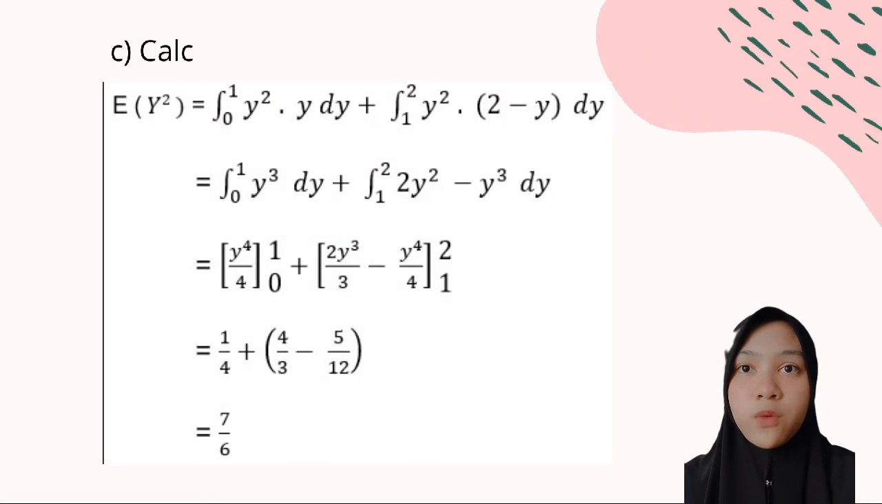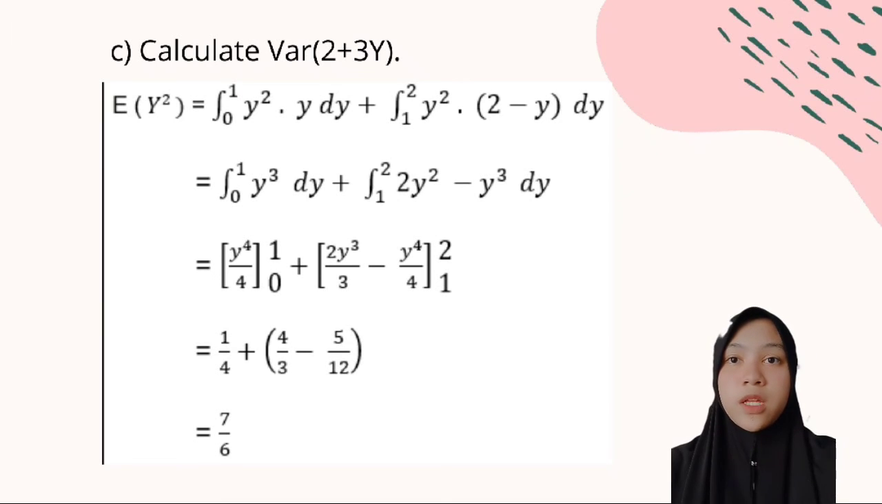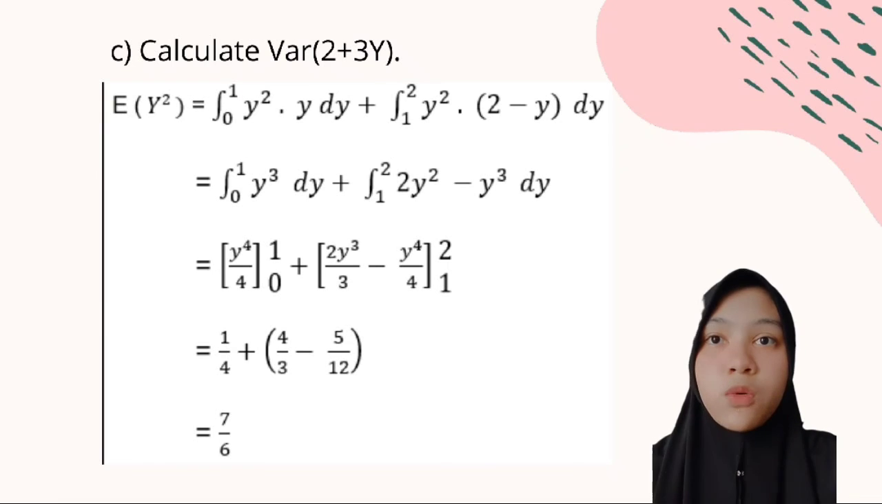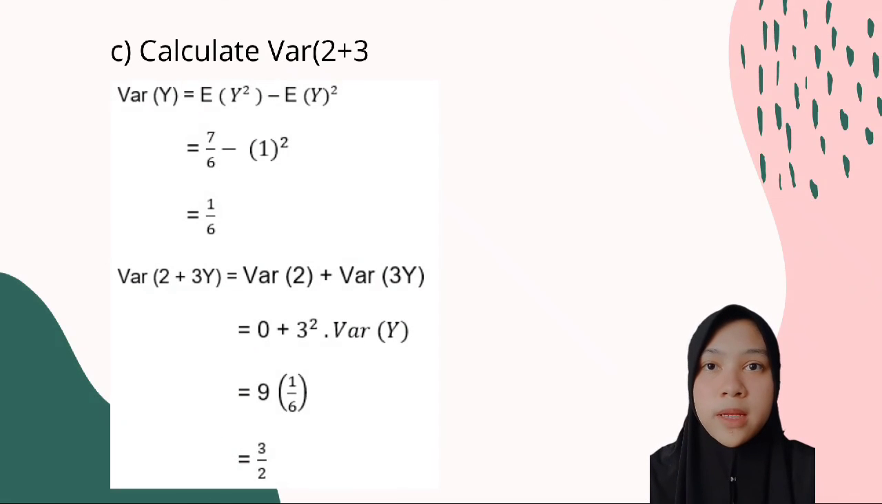After that, we have to find E(Y squared), equal to the integral from 0 to 1 of y squared multiplied by y dy plus the integral from 1 to 2 of y squared multiplied by 2 minus y dy. After multiplying, we will get the integral from 0 to 1 of y cubed dy plus the integral from 1 to 2 of 2y squared minus y cubed dy. After integrating, we will get y to the power of 4 over 4 from 0 to 1 plus 2y cubed over 3 minus y to the power of 4 over 4 from 1 to 2, equal to 1 over 4 plus 4 over 3 minus 5 over 12, and we will get the answer 7 over 6. We have to find the variance of Y, equal to E(Y squared) minus [E(Y)] to the power of 2, equal to 7/6 minus 1 squared. We will get the answer 1/6.